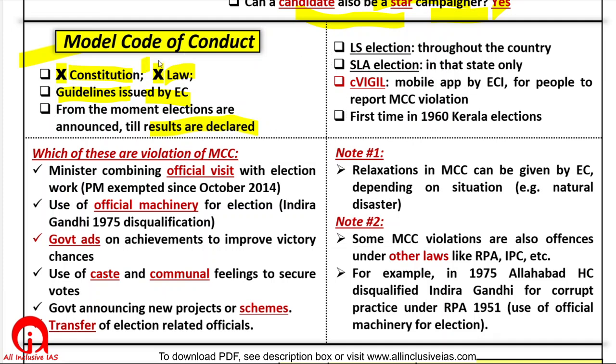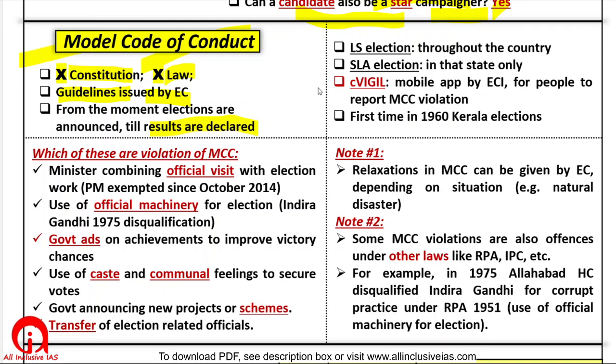Now, why are we reading this MCC? Because one of the arguments in favor of simultaneous elections is that there is frequent imposition of MCC. When MCC is in play, the government cannot announce new schemes, new development projects, right? There are so many restrictions. So political parties, especially the BJP, are saying that since there are frequent elections, after every 6 months there is some election, that means after every 6 months there is some MCC. When there is MCC again and again, we can't announce new schemes.